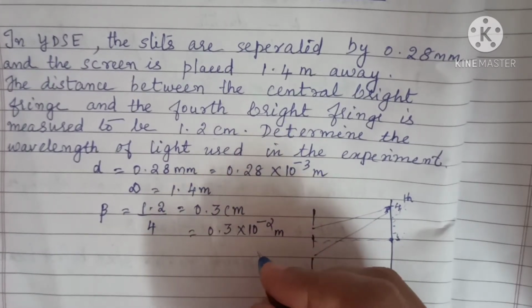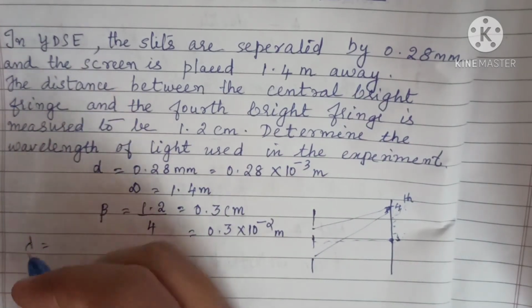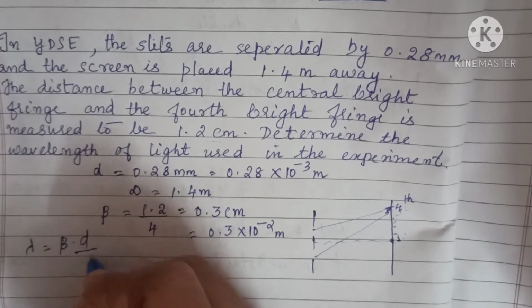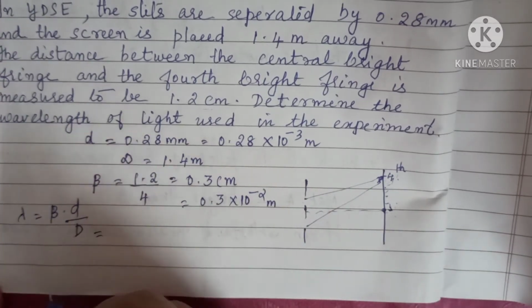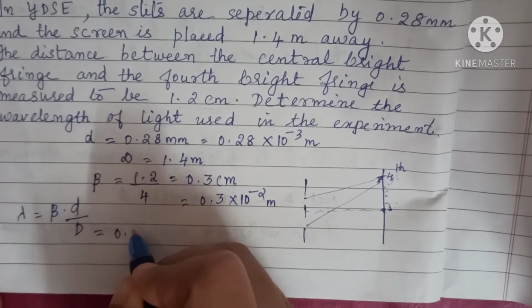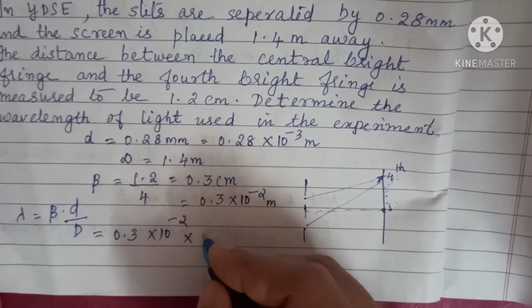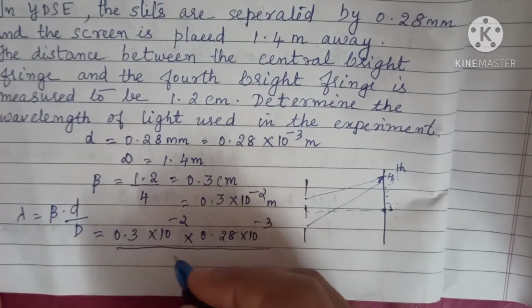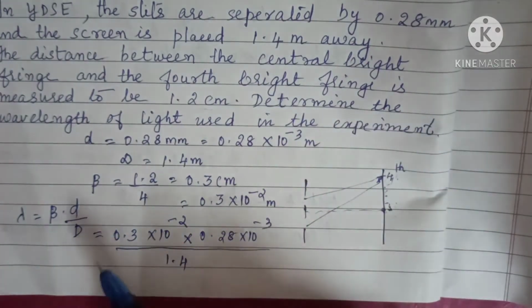And what is lambda? Lambda you have to find, isn't it? Lambda, you have the expression from the previous equation you got. Lambda is equal to beta into d by D. Now you have beta, then capital D and small d. So you can directly substitute, that is beta equal to 0.3 into 10 power minus 2, into small d, which is 0.28 into 10 power minus 3, divided by 1.4.